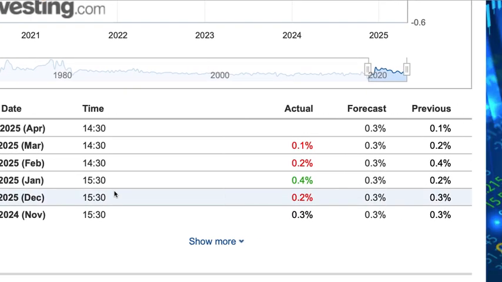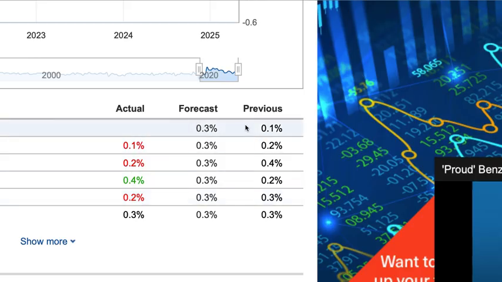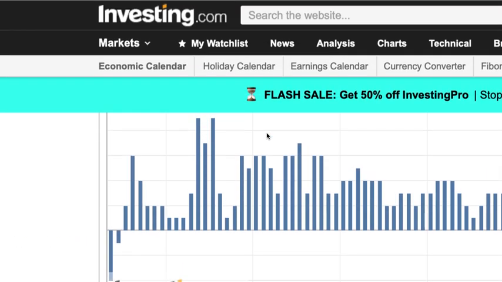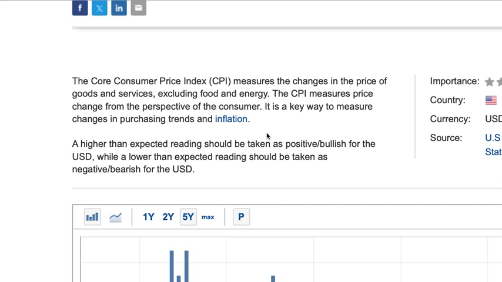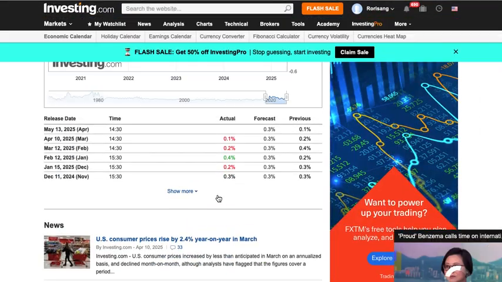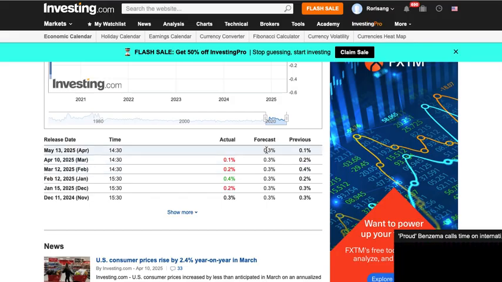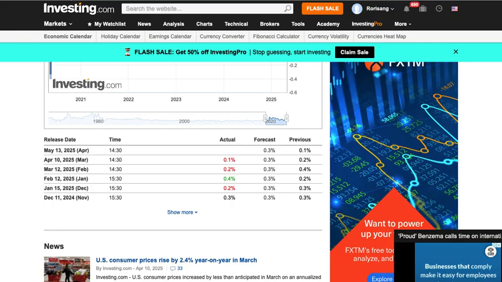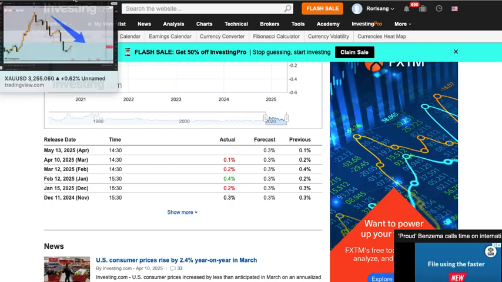Let's go check the reading. You see, our reading is higher than previous. I'm teaching you things that are too sensitive. A higher than expected reading should be taken as positive, bullish for the USD, while a lower than expected reading should be taken as negative for USD. Our reading is higher than our previous, meaning positive for USD. Does this correspond with our chart?